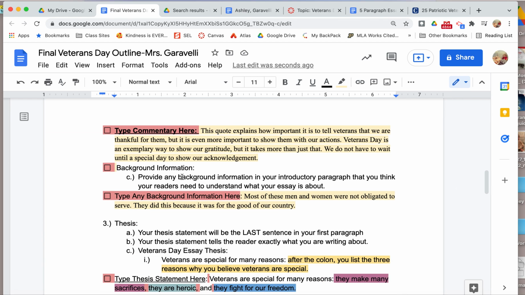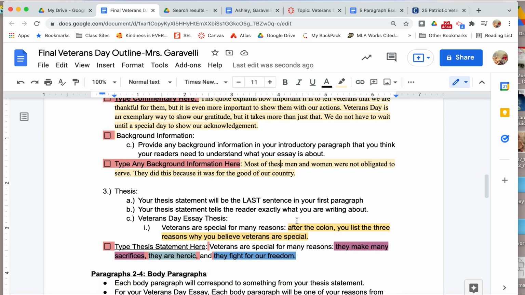Done with that. Now my background information. This is where, if there is anything that you think you need to type to let your reader know to make your paper make sense, meaning if you think they need to know what a veteran is, if you think they need to know when Veterans Day is, things like that, you would include that here. So I just put most of these men and women were not obligated to serve. They did this because it was for the good of our country. So that's all I have.